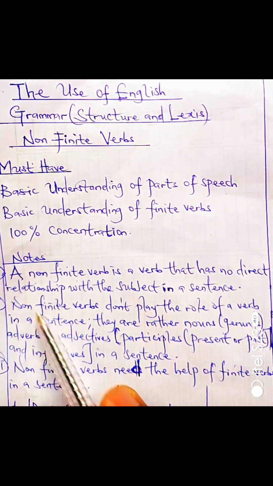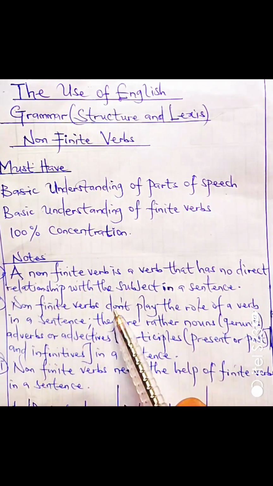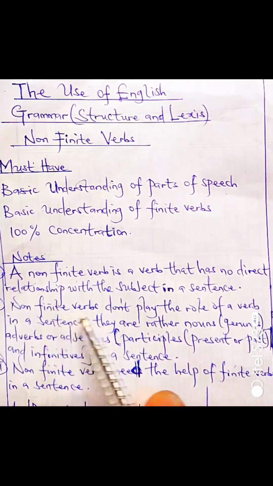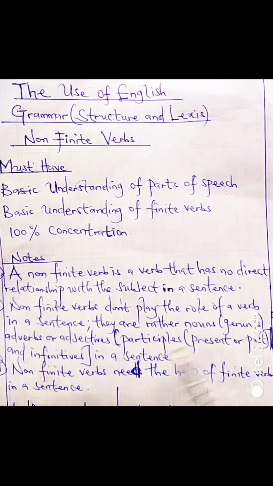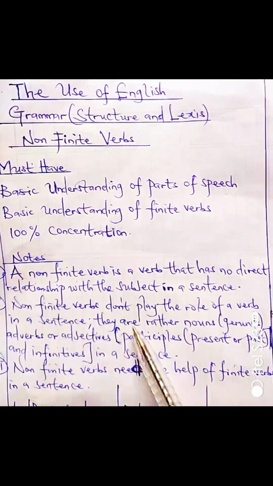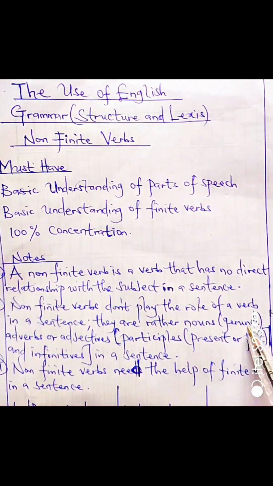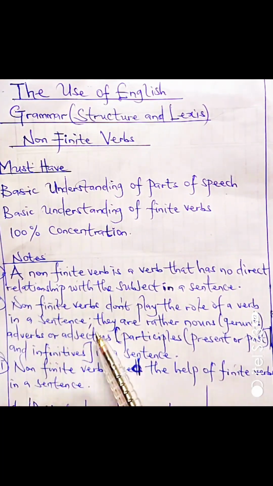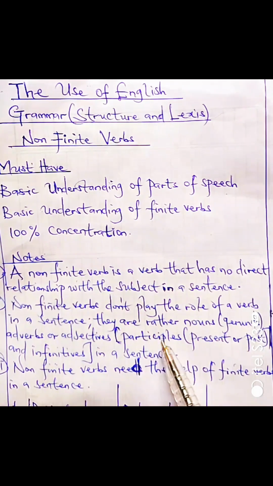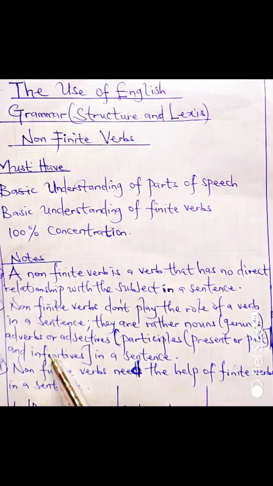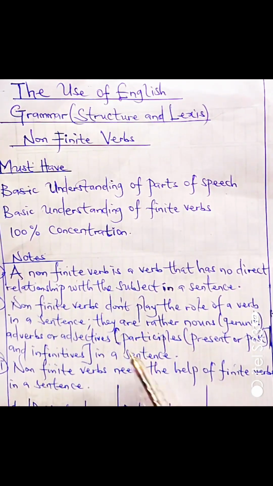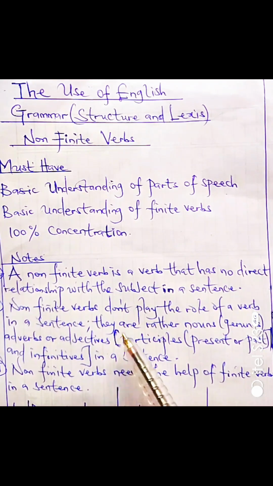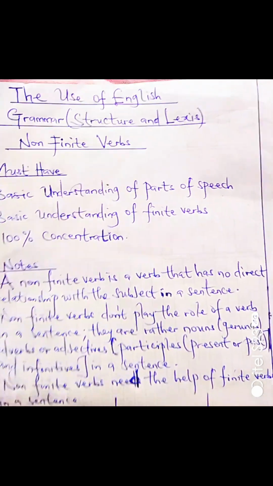So the next is, non-finite verbs don't play the role of a verb in a sentence. They are rather nouns, known as gerunds, adverbs or adjectives, which could be participles, either present or past, and infinitives in a sentence. Now, a non-finite verb could be a verb based on origin, based on where it came from, but it doesn't play the role of a verb in a sentence.